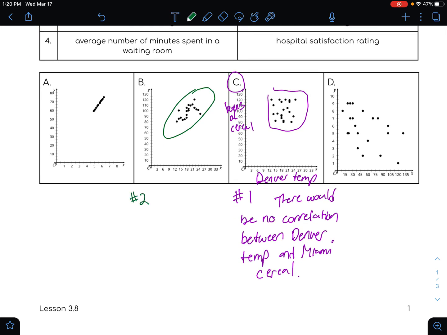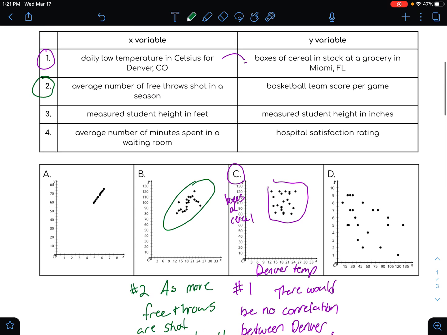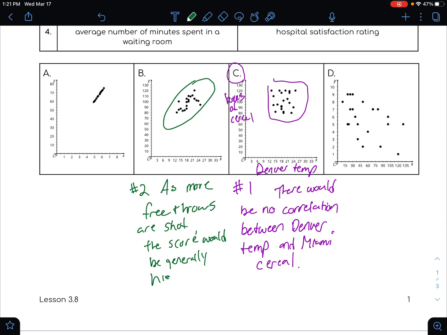So number 2. As more free throws are shot, the score would be generally higher but not perfectly linear. Correlated.